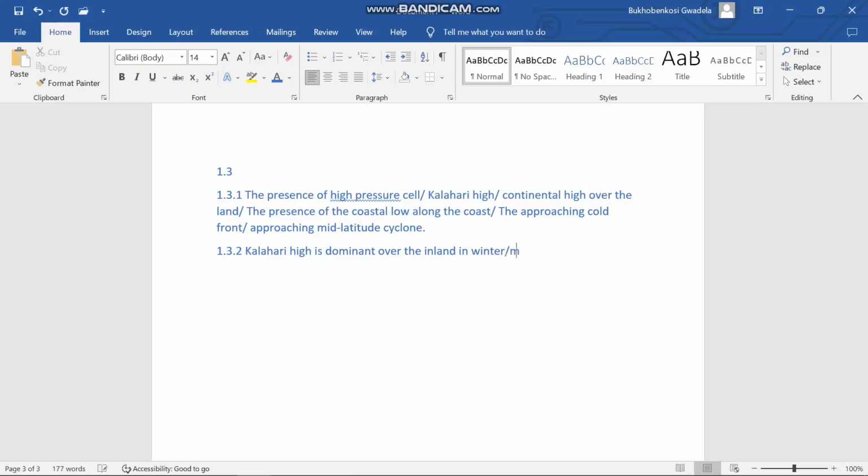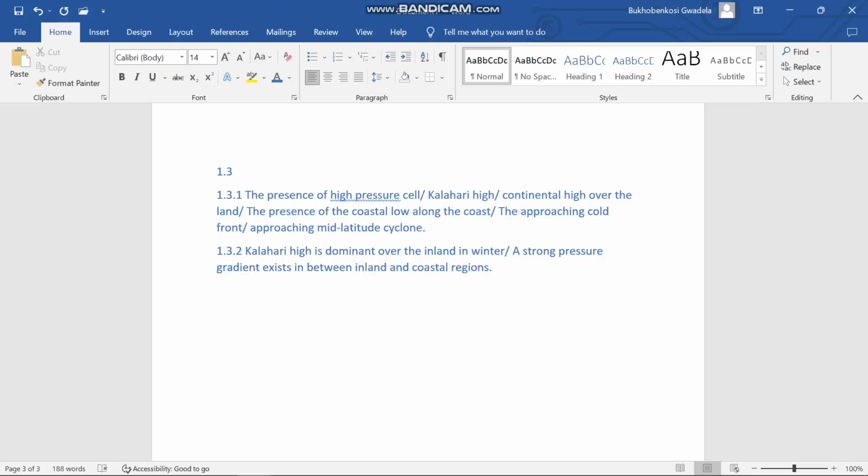Or you can also say a strong pressure gradient exists in winter between inland and coastal regions.